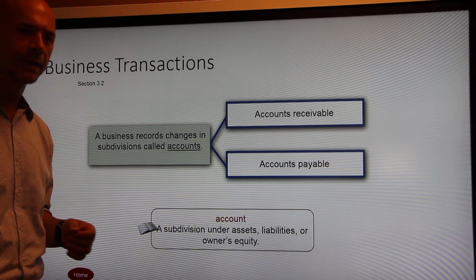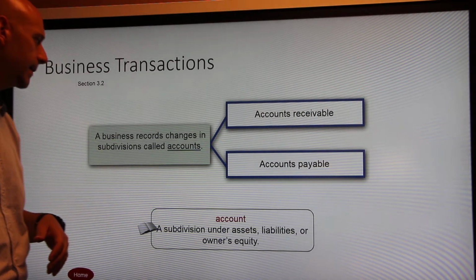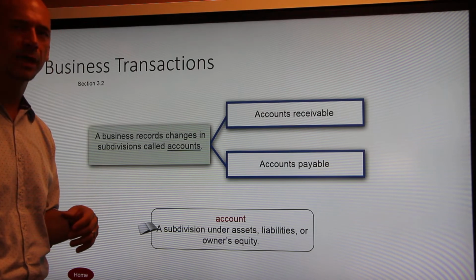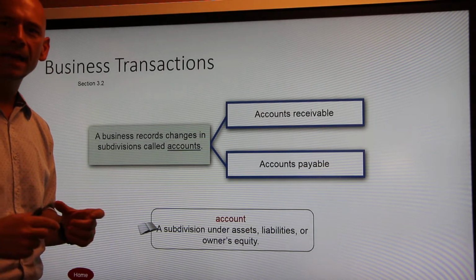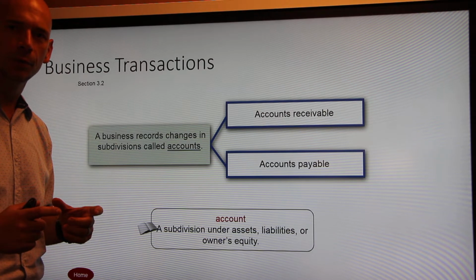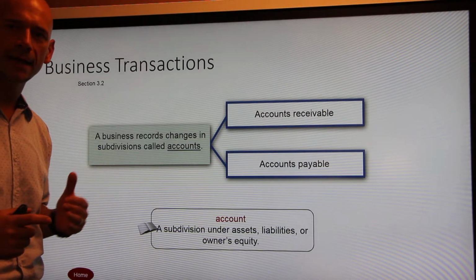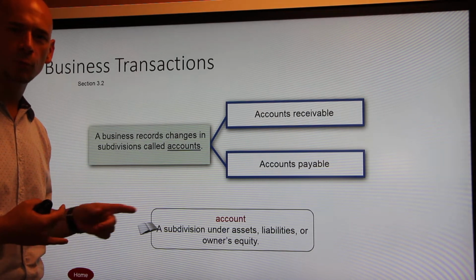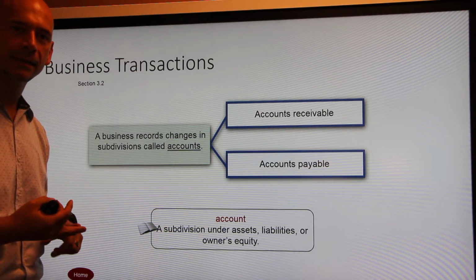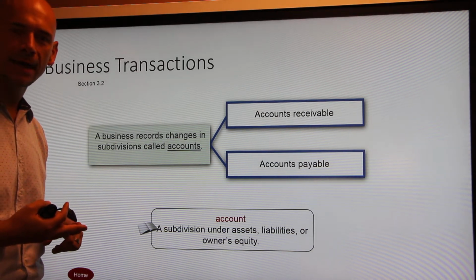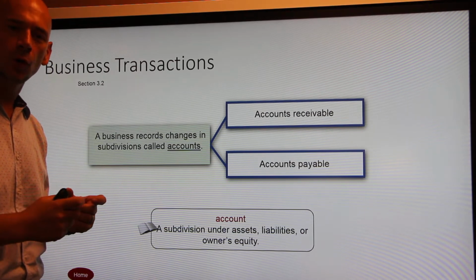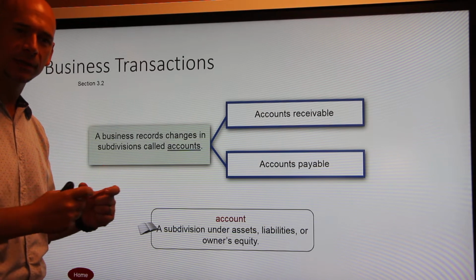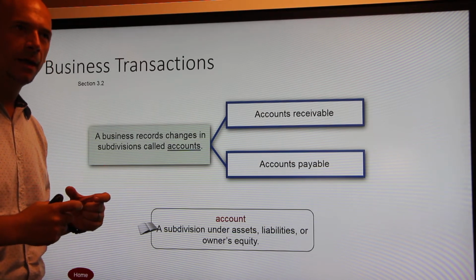So the first thing that we're going to look at is what is an account. An account is a subdivision under assets, liabilities, or owner's equity. So simply put, you have an asset, something of value that a business owns, but under assets we have different accounts, right? So you could have a cash account, that's an asset. You could have accounts receivable, that's an asset account. You could have a land account, you can have an equipment account. These are all accounts that would fit underneath what an asset is, or it's a specific type. So we're just giving it a little bit more description.